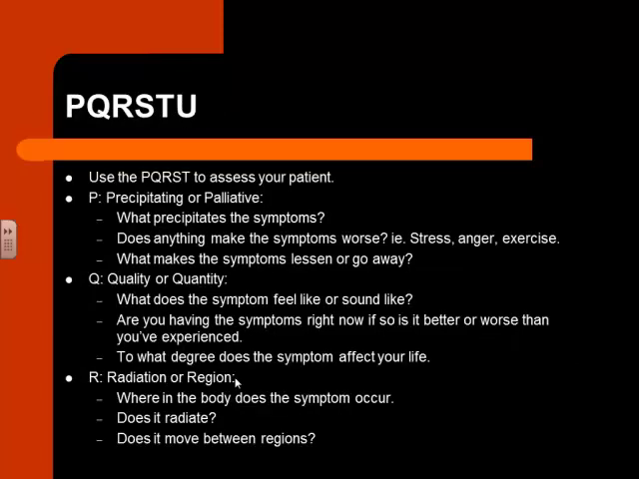And then we also have a different acronym, PQRSTU. And the PQRSTU just follows the waveforms on the EKG. I guess that's why they developed this one, with the P wave, the QRS complex, and the T wave. So P is precipitating or palliative. So what precipitates the symptoms? Does anything make the symptoms worse? Stress, anger, exercise. What makes the symptoms lessen or go away? Q is for quality or quantity. So what does the symptom feel like? Are you having the symptoms right now? Is it better or worse than you've experienced in the past?